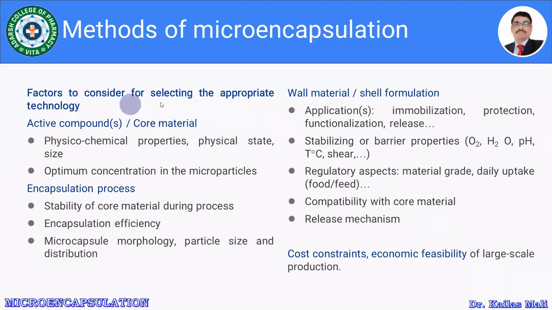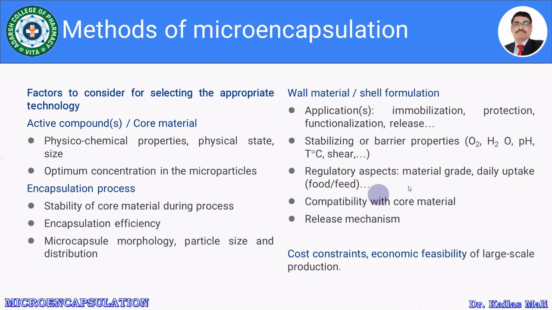So the factors to consider for selecting the appropriate technology: we have to consider the active compound or the core material, its physicochemical properties and all those things. Then the encapsulation process which is used, the main parameter, that is the encapsulation efficiency, then the particle size, morphology and distribution, then the stability of core material during the process. In the case of wall material or shell formulation, we have to consider the immobilization, protection or formulation, for what purpose it is used, whether it has stabilizing properties or not against the oxygen or hydrogen or change in pH or the mechanical strength and so on.